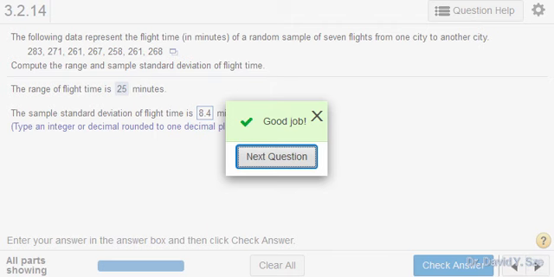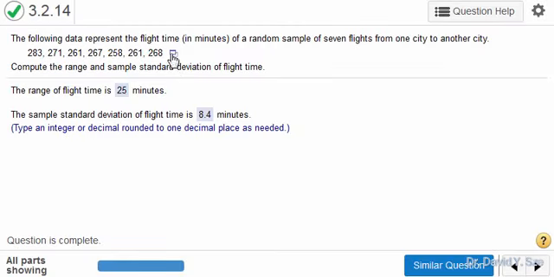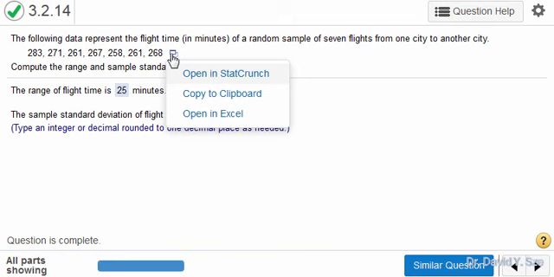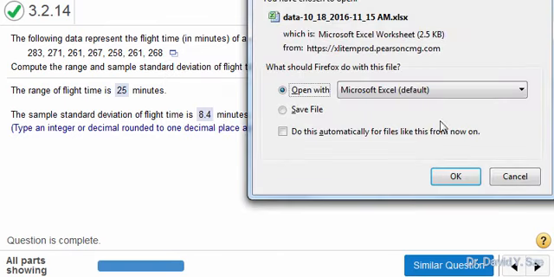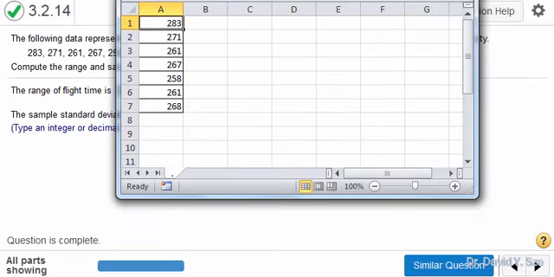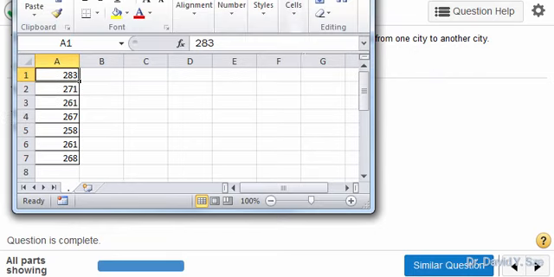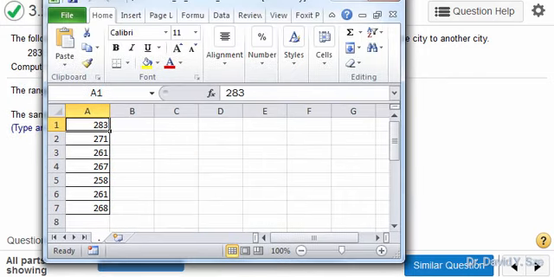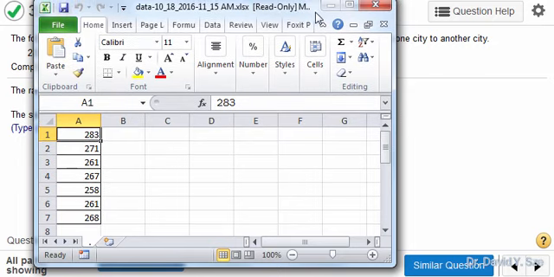Let's also do this calculation in Excel. I'm going to go back to this problem, click to copy the data, but I'm going to open it up in Excel instead of StatCrunch. I'll size this down a little bit so that we can see the numbers. I'll show you two quick ways of doing this in Excel.